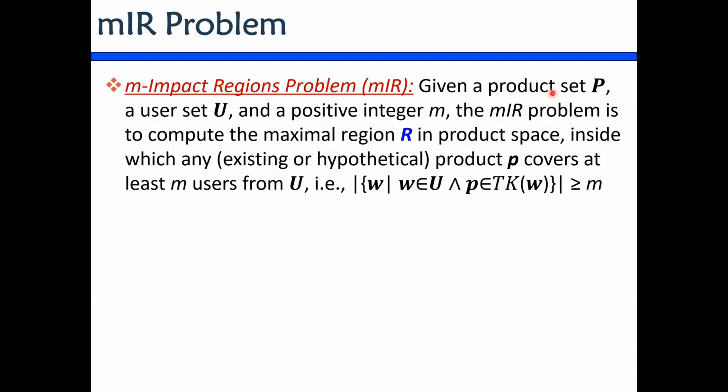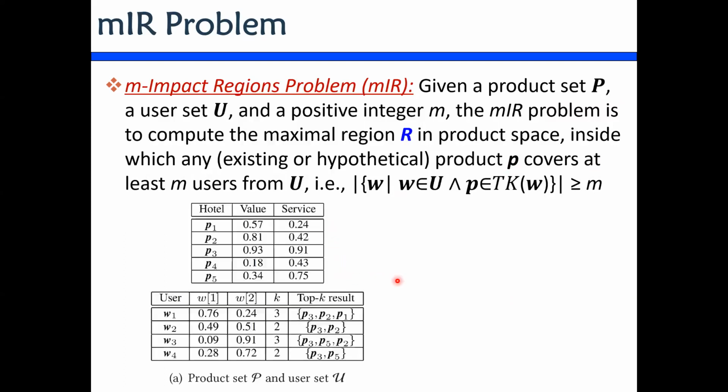The input to our problem includes a product set. In the previous example, that was a set of hotels. A set of users where for each user we know the user vector, meaning the weights that specify her preferences, and a positive integer M. Now, the MIR problem computes the maximal region R in the product space, inside which, if we build a new product P, it will cover at least M of the available users.